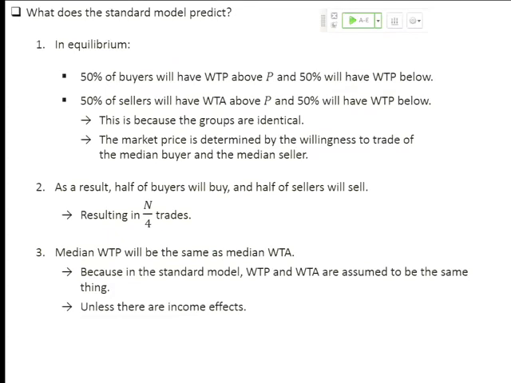Which means that the market price is going to be at the median of either distribution. And since the distributions on average are the same, that median is going to be smack at the point where half of the buyers have valuation above the price, half below, half of the sellers have valuation below it, half above. These people will buy from these people. Half of each group will buy from half of the other group. And the total number of trades that we would expect is basically the total group divided by 4, in this case 11.